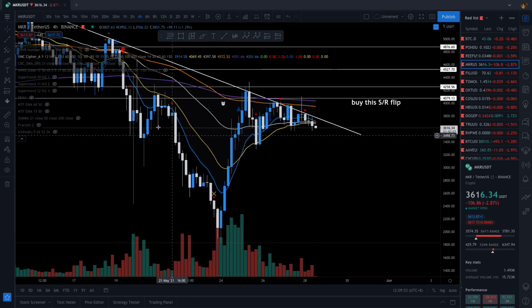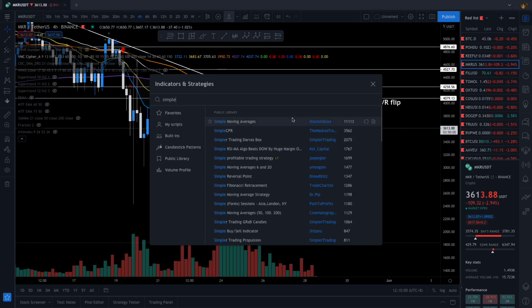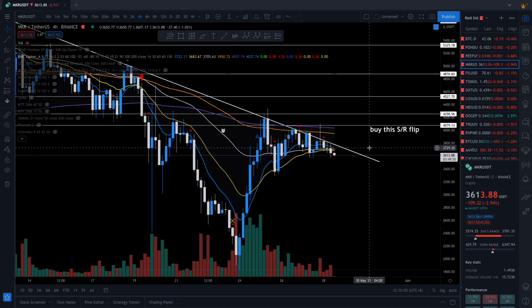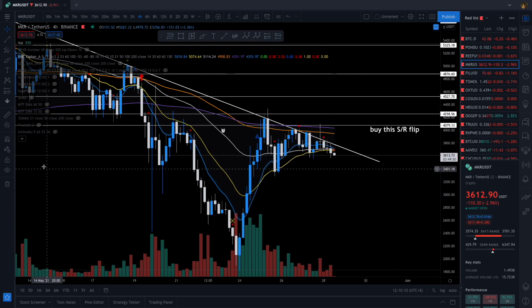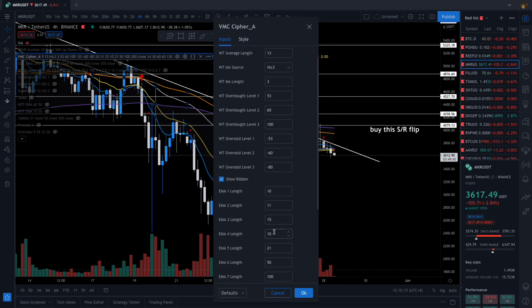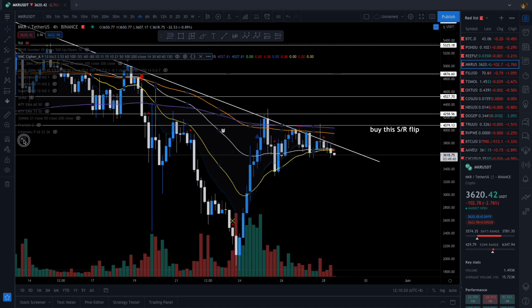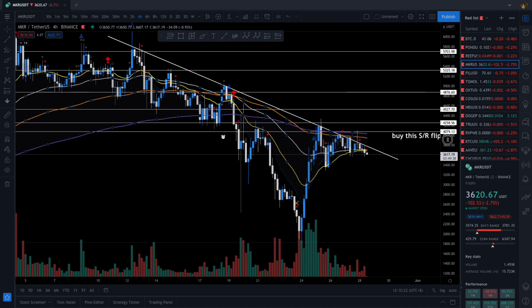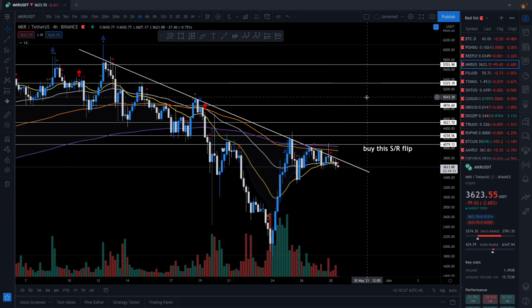And the difference between an exponential moving average and a simple moving average, which if I go onto indicators and search simple moving averages, is that exponential tends to put much more weight on recent price action, whereas simple moving averages are, as the name suggests, just a simple moving average. There are pros and cons to both. With an EMA, you tend to be able to catch a shift in trend much quicker.